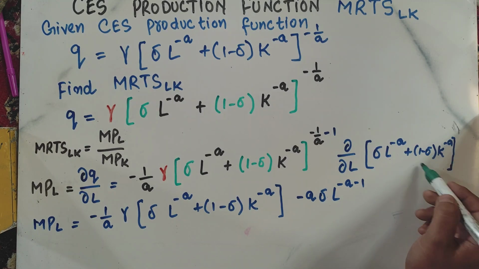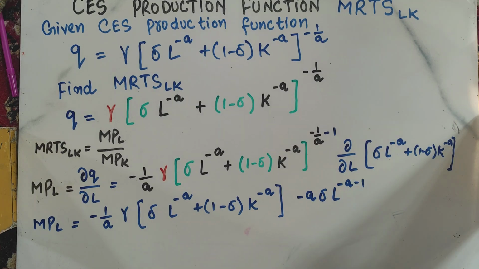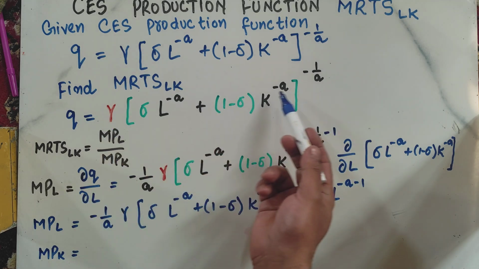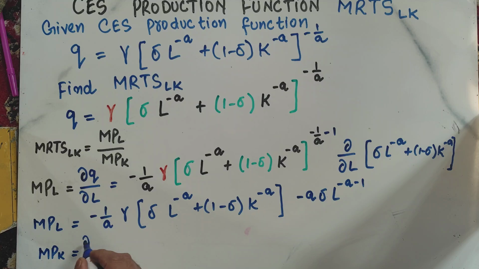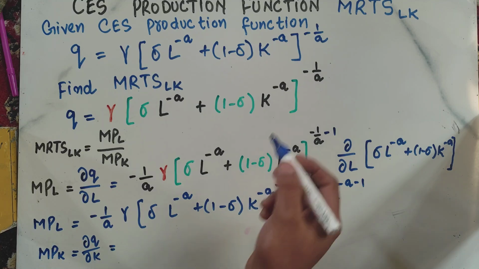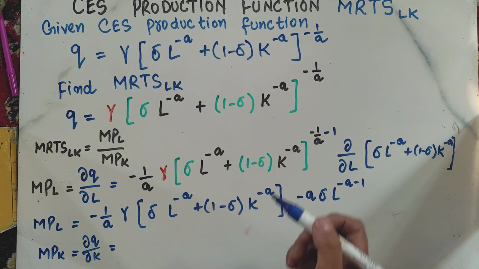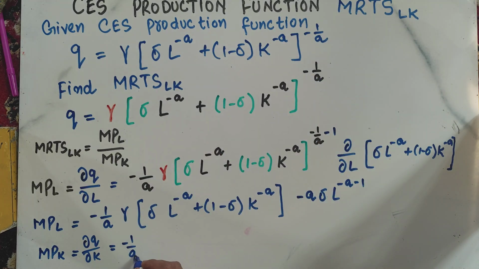And the derivative of this will be 0 because we are taking partials with respect to L. This is our marginal product of labor. Likewise, we need to find the marginal product of capital. So what will be the marginal product of capital? Differentiating this, we have del Q upon del K this time. So the exponent becomes the coefficient, so the exponent is minus 1 upon A, minus 1 upon A.